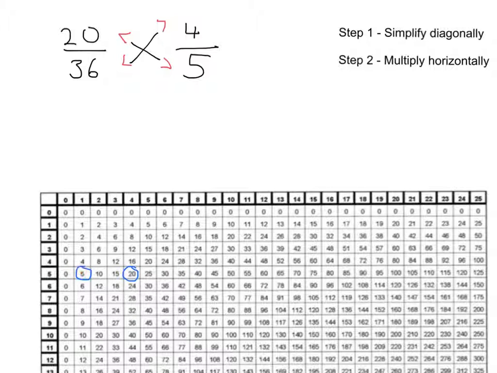In this case, these two numbers are multiples of 5, which means that 5 can go into the denominator and the numerator because 5 divided by 5 is 1 and 20 divided by 5 is 4. So we can go ahead and now write that. So 5 divided by 5 is 1 and 20 divided by 5 is 4.